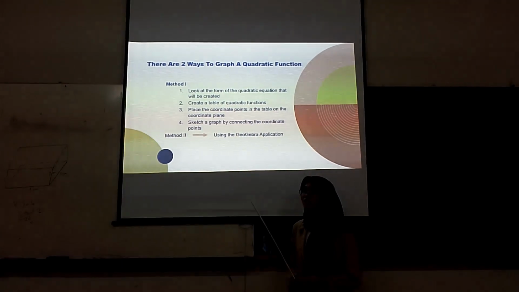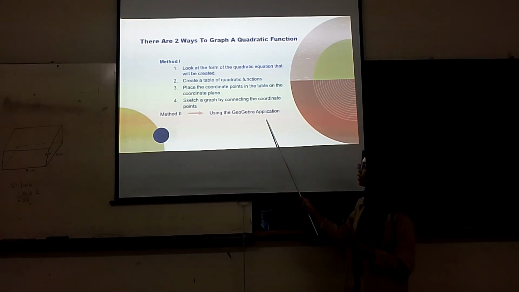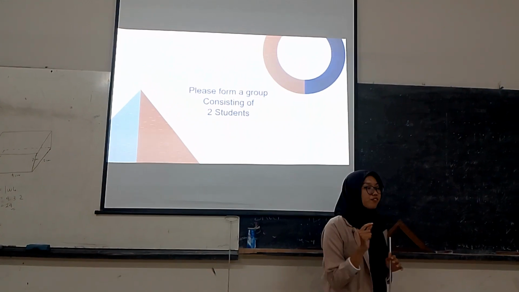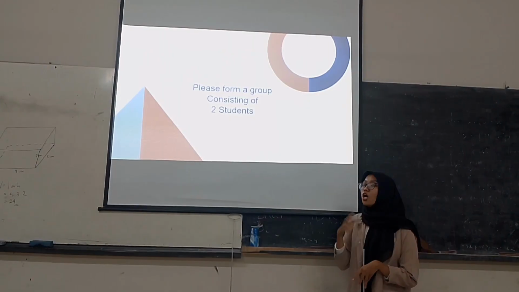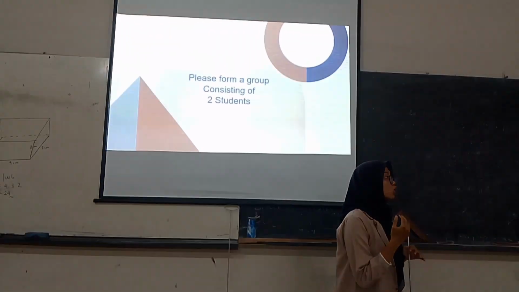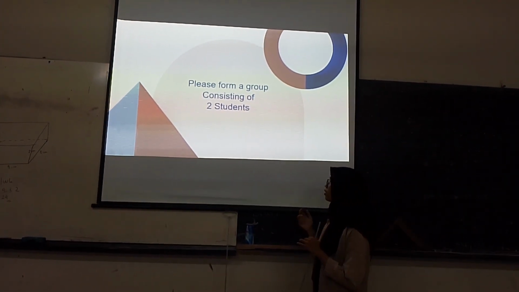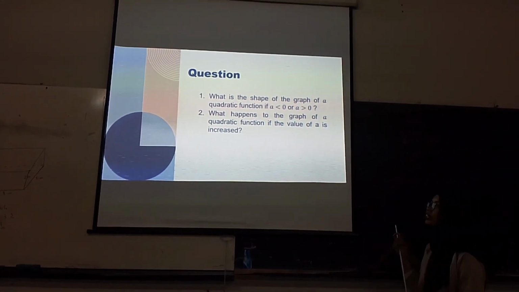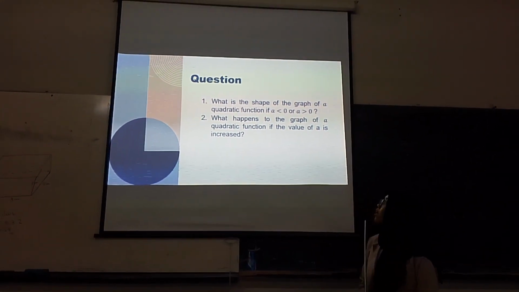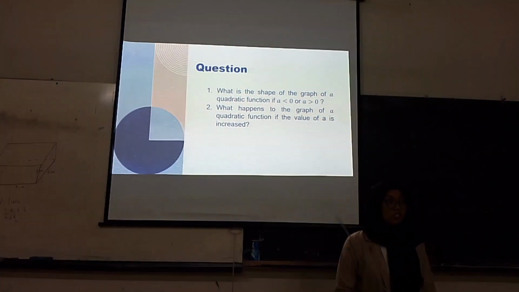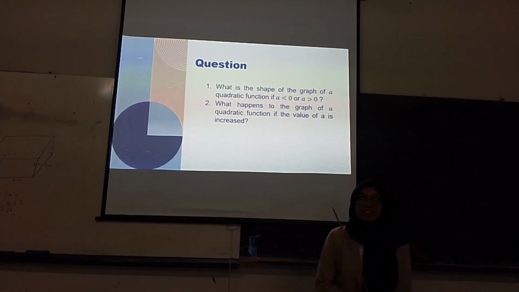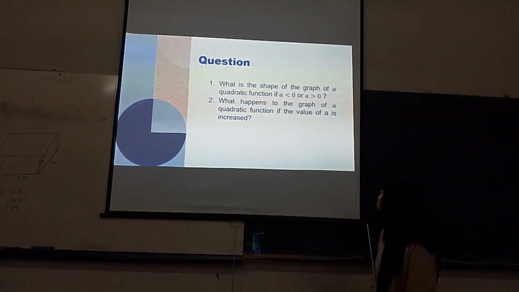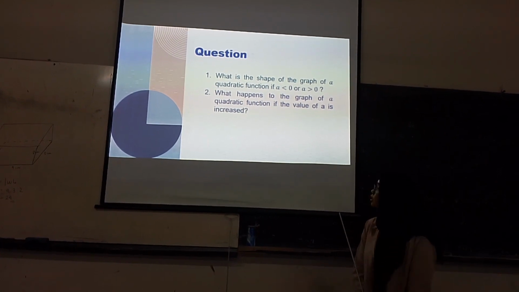Today we will learn to draw the graph of a quadratic function using the GeoGebra application with method 2. You will form groups consisting of two students. In each group, you will use a student worksheet. You will identify how the value of a affects the shape of the graph of a quadratic function. Question 1: What is the shape of the graph of a quadratic function if a is more than 0 or a is less than 0? And then number 2: what happens to the graph of a quadratic function if the value of a is increased?